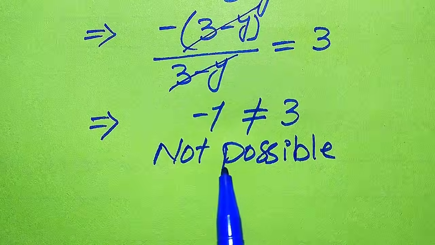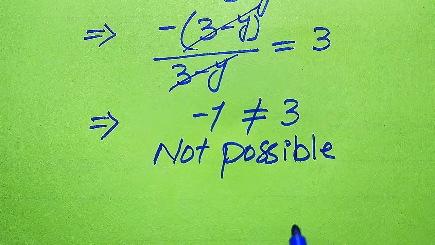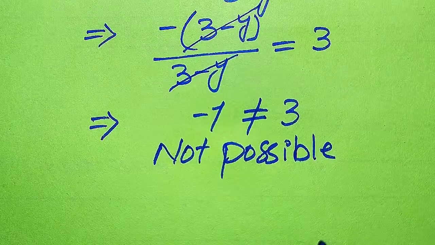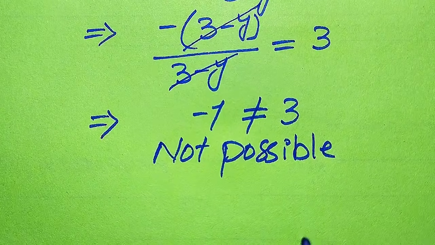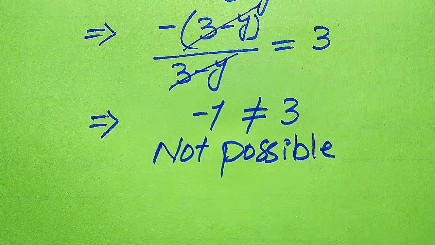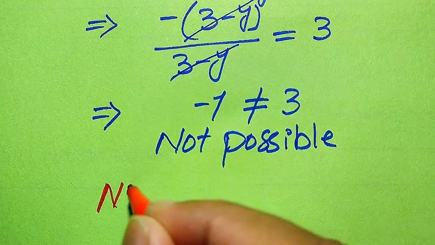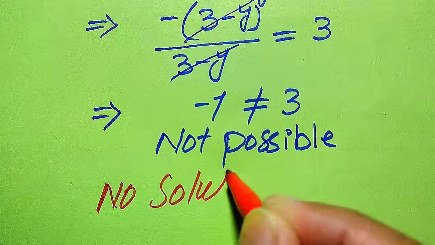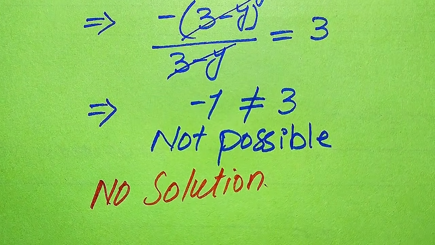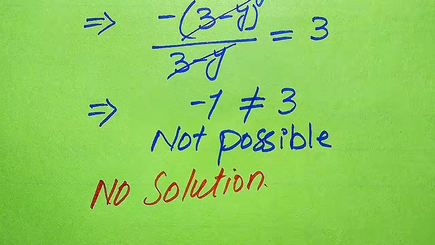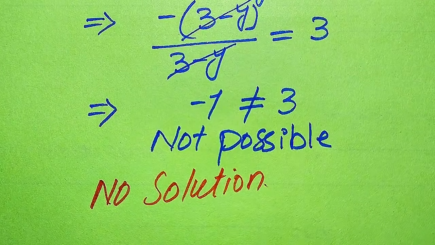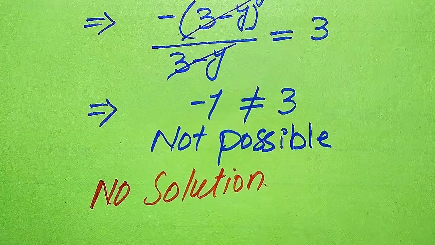So if this is not a possible case, we cannot get any value of y which satisfies our given question statement. So the final conclusion about the solution set of this question is that this question has no solution, because we cannot get any value of y which satisfies our given question statement. This is the final conclusion about the second method, and this is the final answer of this question.